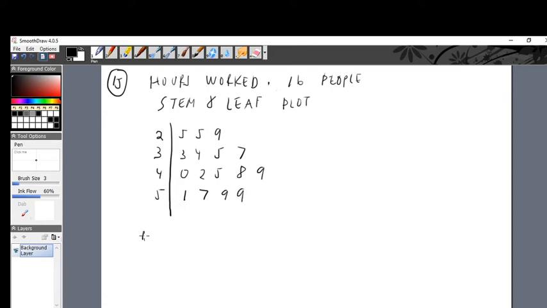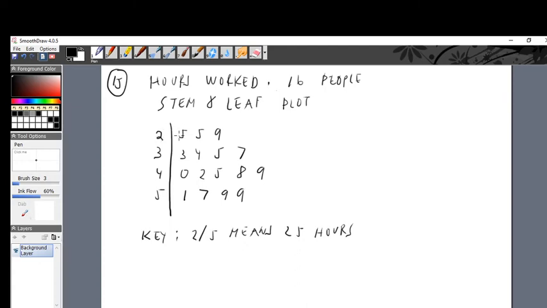And then it says the key, which is a little cryptic, but give me a chance to explain. The key is 2/5 means 25 hours. It's all about hours worked. Okay, this is how you read this. The 16 people are represented over here. 1, 2, 3, 4, 5, 6, 7, 8, 9, 10, 11, 12, 13, 14, 15, 16.